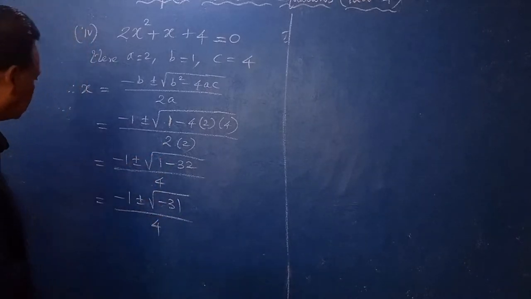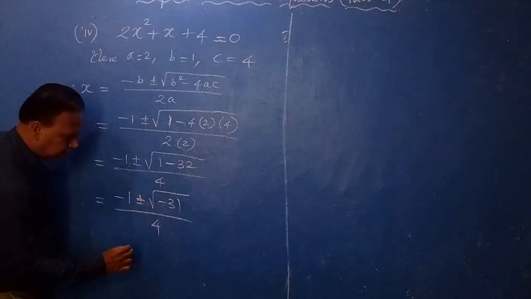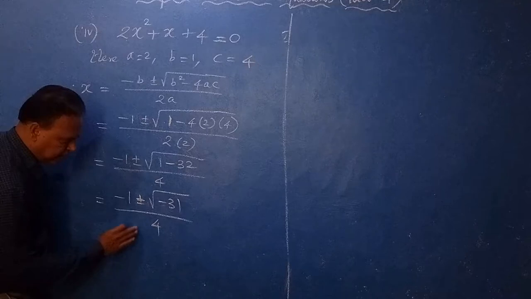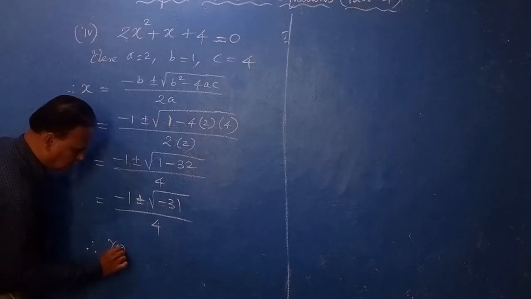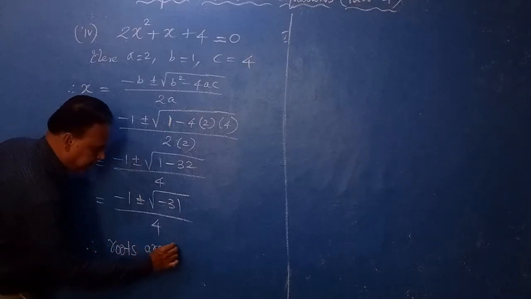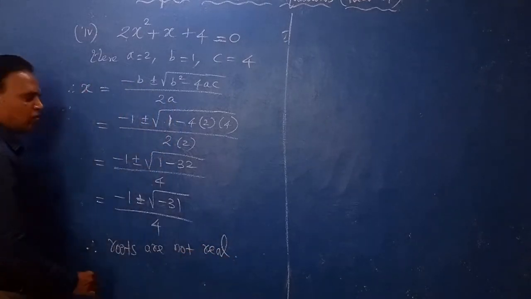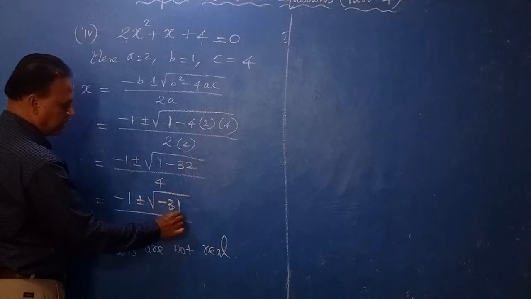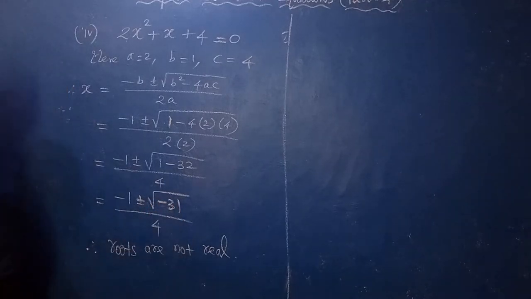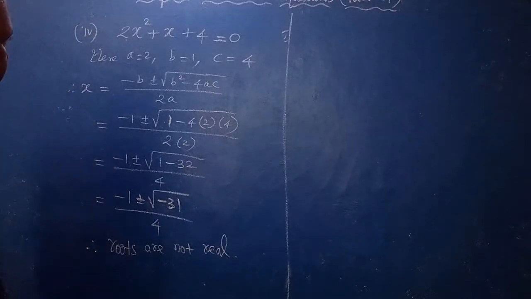That's why simply you write now: real roots do not exist, right? Or roots are not real. Therefore, roots are not real. Okay, when you have a negative in the square root, then roots are not real here. Or you can write real roots do not exist.